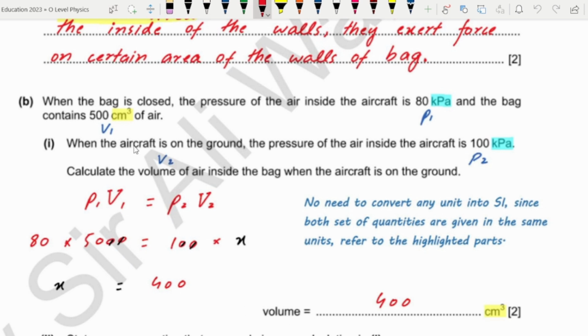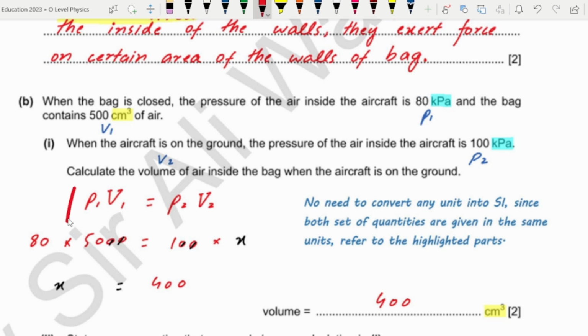Then we have part B, kind of an easy one. When the bag is closed, the pressure is given as 80 kilopascal, and the volume is given as 500 cubic centimeter. You need to calculate the volume of the air in the bag when the pressure is changed from 80 to 100 kilopascal. Now, first of all, in this one, you don't need to convert or get rid of the prefixes because both the values of pressure are given in kilopascal. Even if you do, it won't make any difference because the units for the pressure are being cancelled out anyway. So I can just write 80.